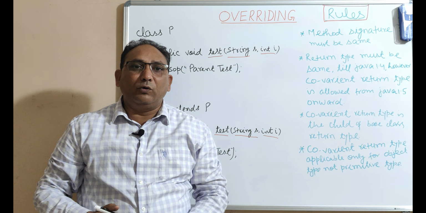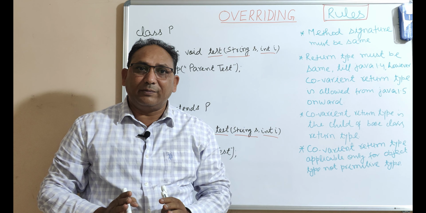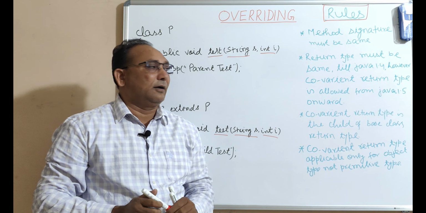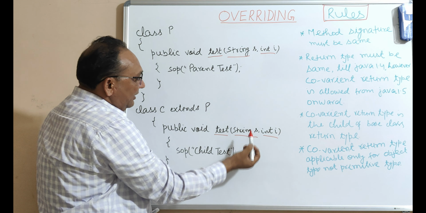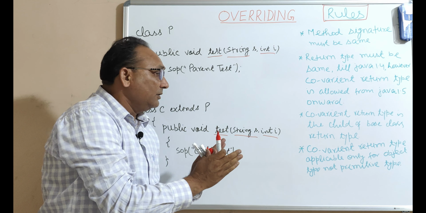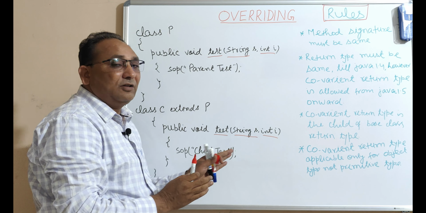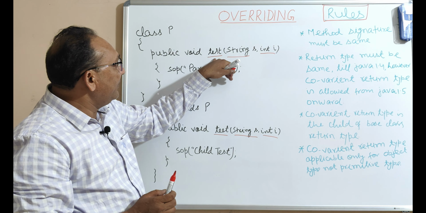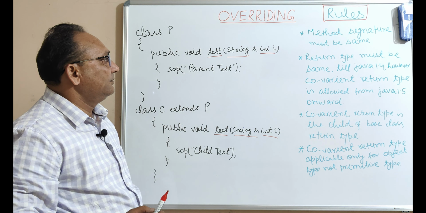If you remember, in overloading I have already discussed method signature. Method signature basically contains two things: the name of the method and the argument types, correct? So here the method name is test, the argument types are string, integer, and the order also matters. If you change the order, then we cannot say that this is overriding, right? So in case of overriding, the method signature must be exactly the same. Okay, this is the first thing.